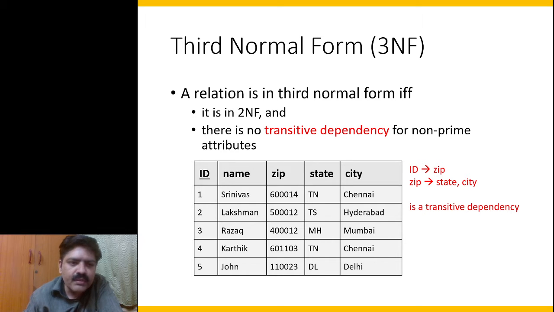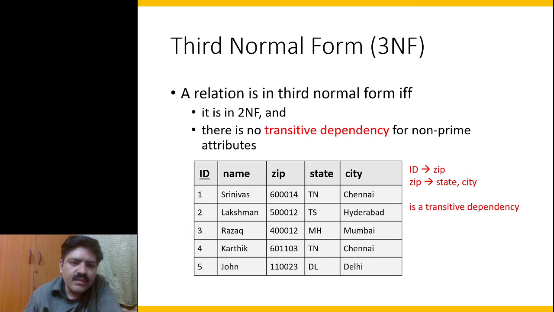relation for example. So I have ID which determines name, zip, state and city. Do you think this is a good table design? Take a minute, pause the video and have a look. Well, if the functional dependencies ID determining zip and zip determining state and city are given to you, then this certainly is not a good design.